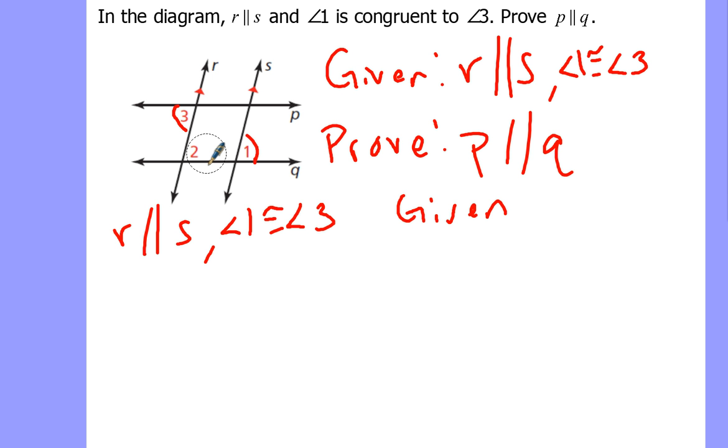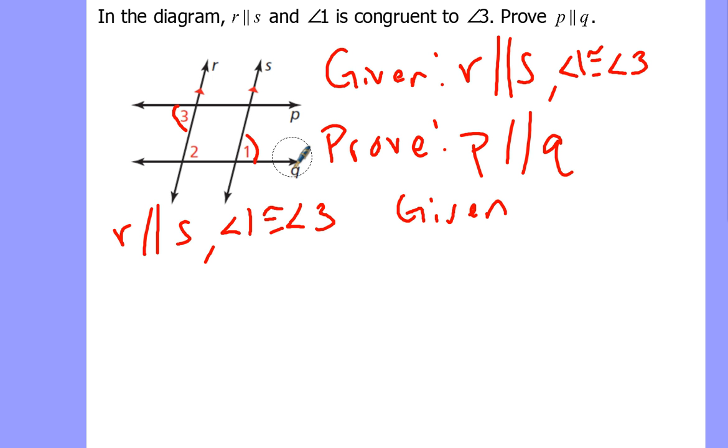Not yet. Remember, we don't know that P is parallel to Q, so we cannot use any of those theorems regarding alternate interior, exterior, corresponding, consecutive interior, based on the fact that P and Q are the parallel lines cut by the transversal. So let's think about what we do know for sure. We do know that 1 is congruent to 3 because it's given, but R is parallel to S and Q is a transversal to R and S.